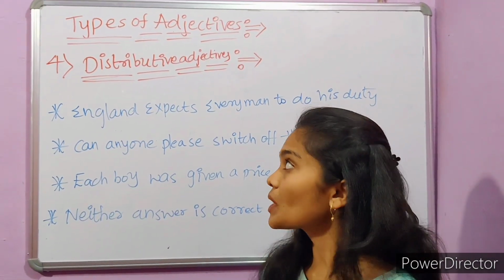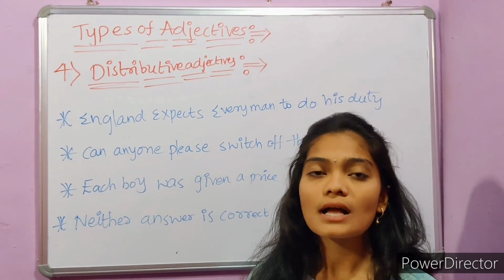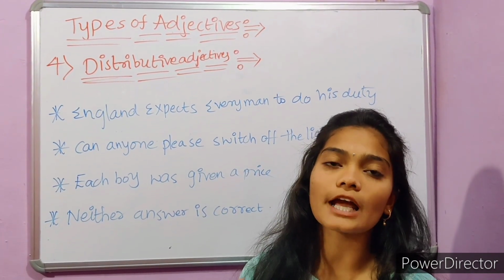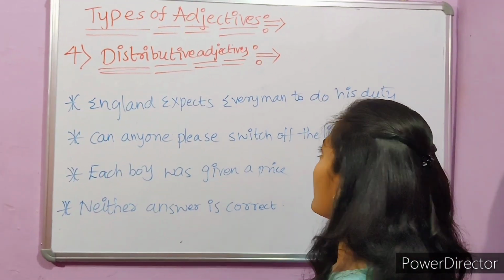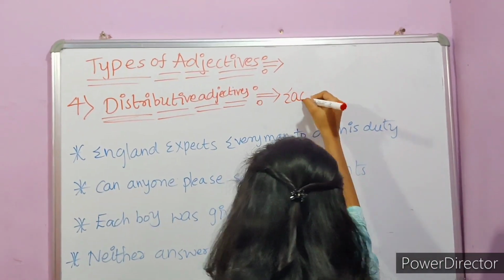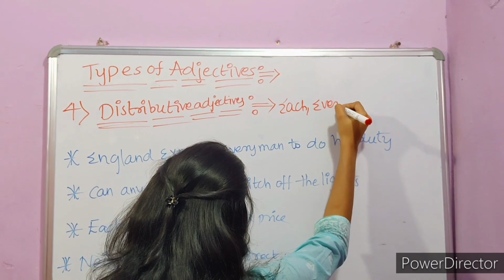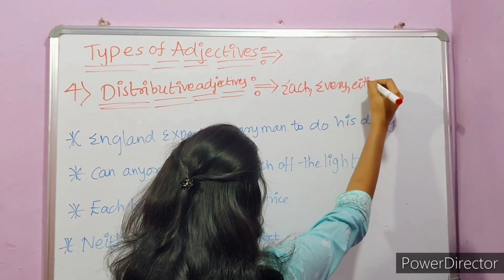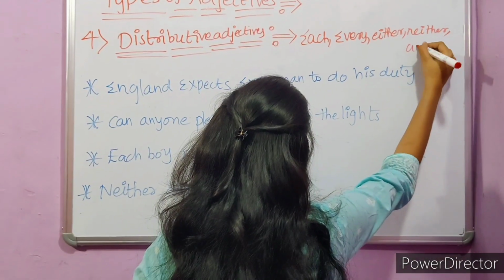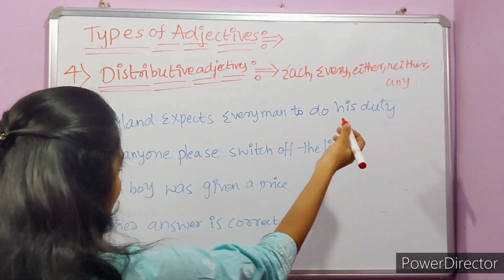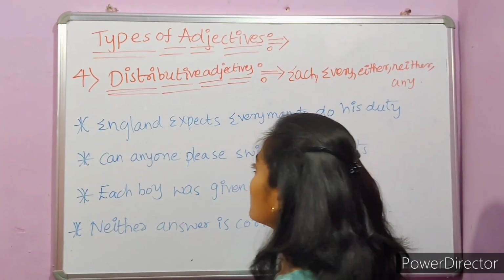Distributive adjectives. These are the adjectives that refer to each and every person or thing separately. Each, every, either, neither, any are the distributive adjectives.